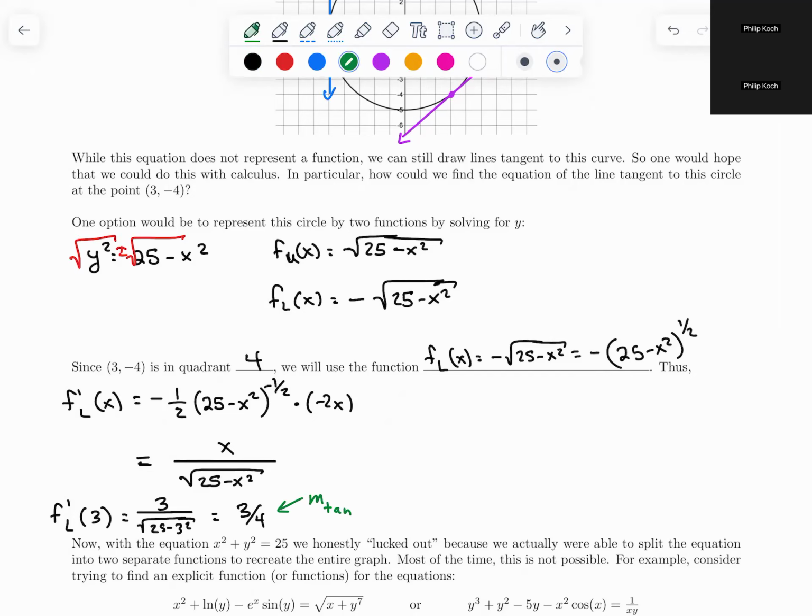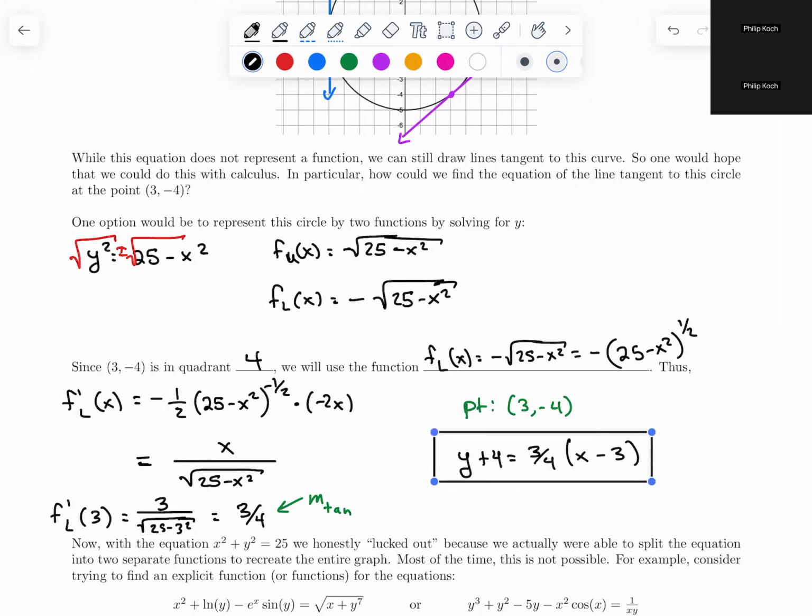And we already have the point. So we have the equation of the tangent line. We already have the point 3 comma negative 4. So point slope form is y minus y sub 1, so it's y plus 4 equals m, 3/4, times x minus x sub 1, minus 3. And that is the equation of our tangent line. So that would be one way to do it.